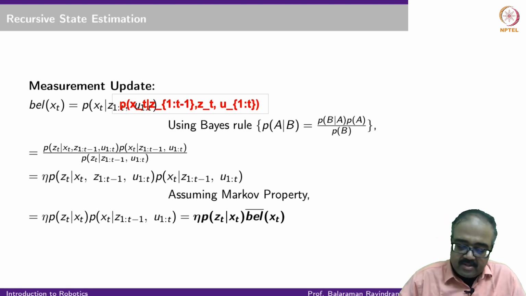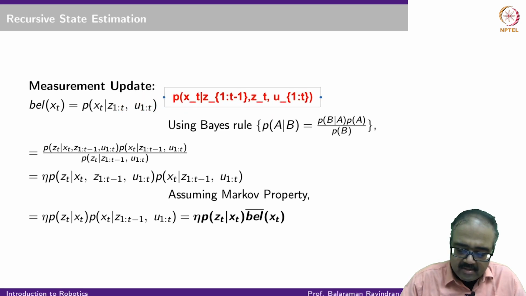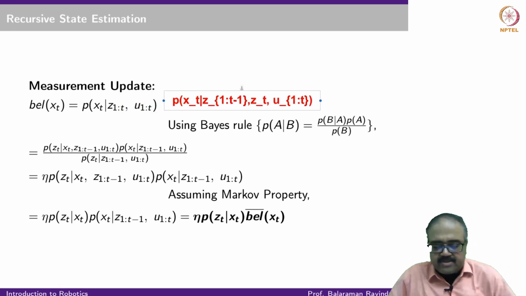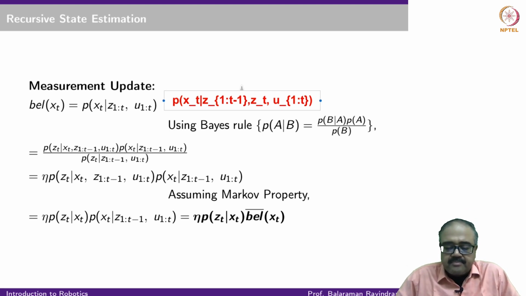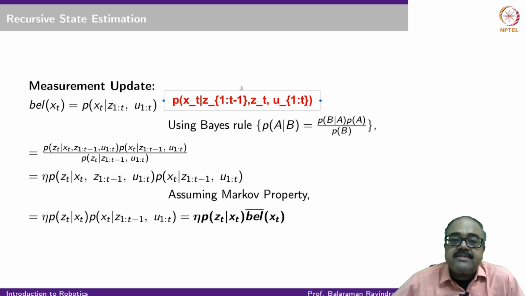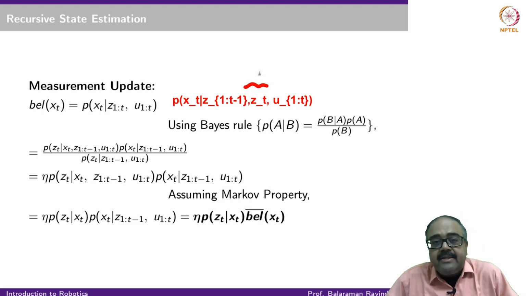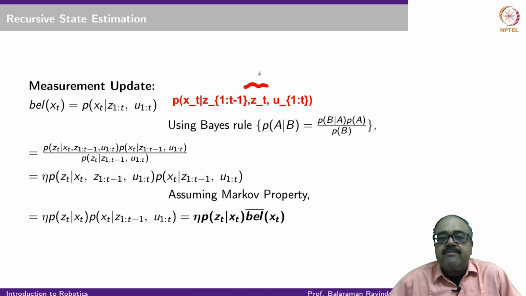So this is assuming that this is my expression, as opposed to xt given z1 to t. I'm just splitting up z1 to t as z1 to t minus 1, zt and u1 to t. So I'm assuming that my zt is my b, and my xt is a, and the rest of the variables are all conditioning variables.